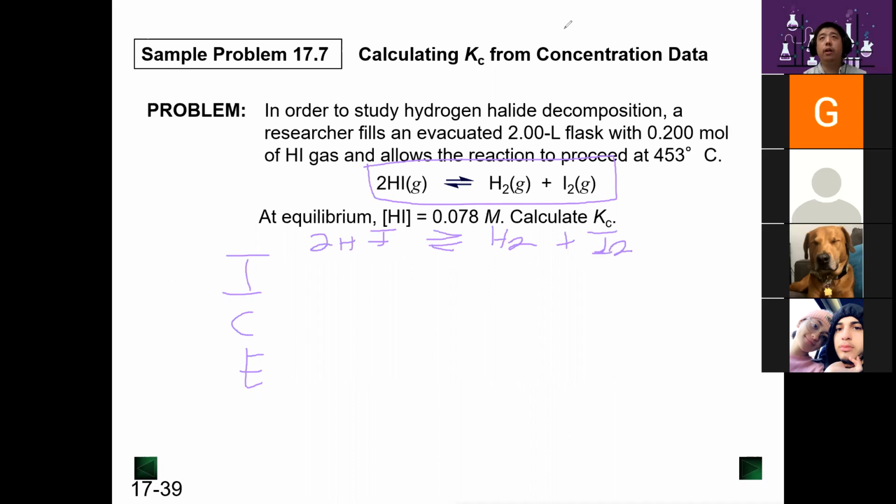Now let's read the question. So the question says that we're looking at a decomposition of hydrogen halide, so we're breaking this apart. And it says we only have this in the equation. So I have a 2-liter flask, 0.2 moles. If I translate that into concentration, it would be 0.2 moles over 2 liters. That should give you a total of 0.1 molarity. This is how much I have to start, and I only have HI. I don't have any of these two. So these are both 0. Does that make sense?